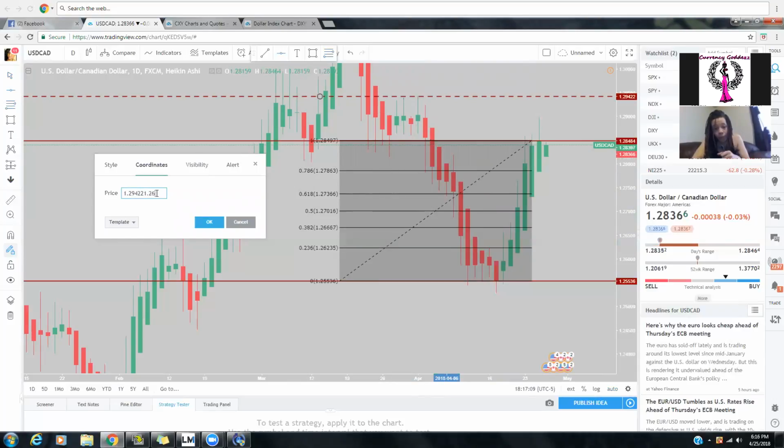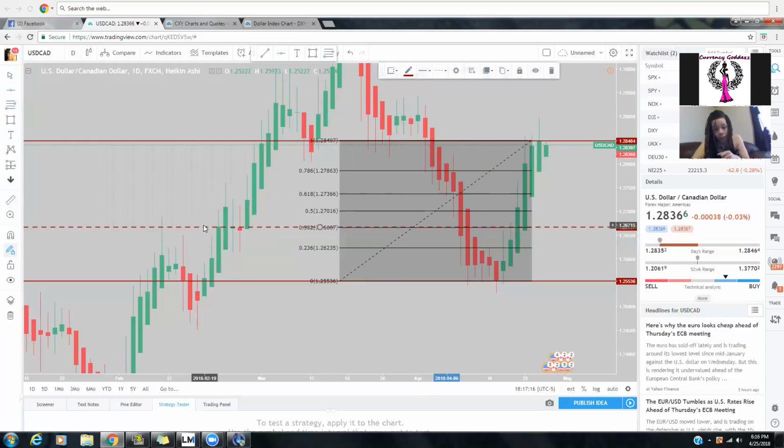1.266, 26667. All right, and so this is considered the smart money entry point. So that's why we use the 0.382.